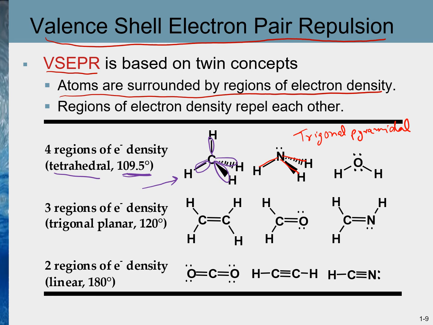Similarly, in water, we have 4 regions of electron density, so the electron geometry is still tetrahedral. However, the shape of the water molecule is known as bent. In any of these 3 shapes, the bond angles will always be about 109.5 degrees.